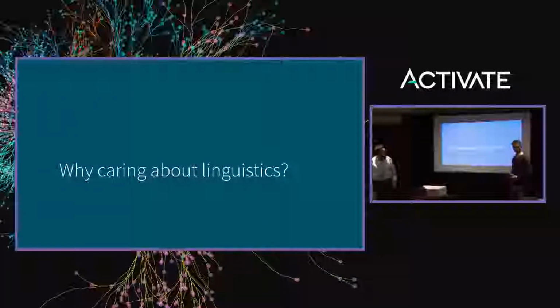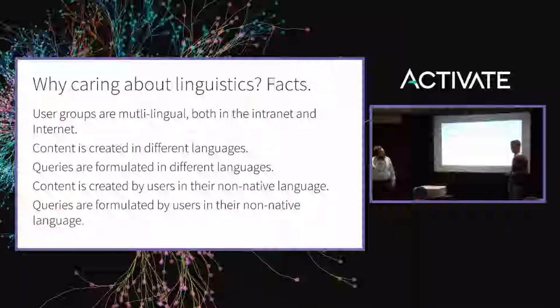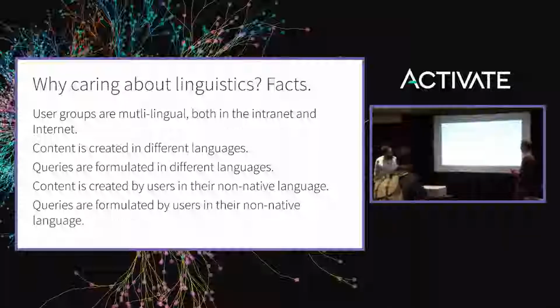But let's get right into the subject matter here. So why should we care about linguistics? And looking at this from a use case perspective, we're living in a global world, for sure. It's not all about English content, so user groups are multilingual, really. And that holds true both for the intranet and also, of course, that's obvious for public search implementations. Content is also created in different languages. Even though you search for it in English, it may have been created in French, in German, in Japanese, or Asian context. So that's also something to take care of, usually.